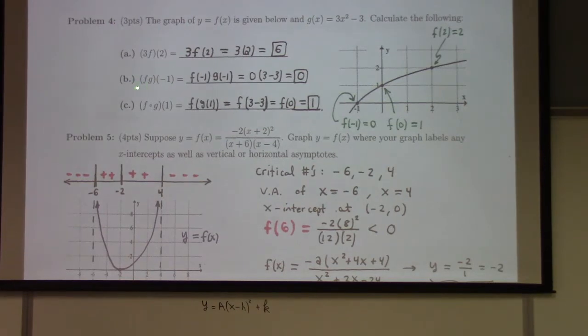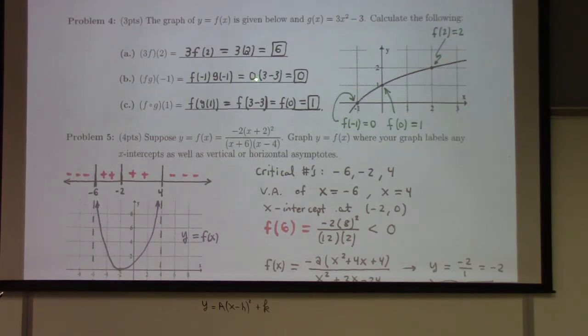fg of minus 1 for part B here. This is the product of f and g. So I have f of minus 1 times g of minus 1. Now, f of minus 1 I can find from the graph. Here's minus 1. f of minus 1 is 0. For g of minus 1, I have to plug this minus 1 into this formula up here. So I get 3 times minus 1 squared minus 3, which is 3 minus 3, which is 0.